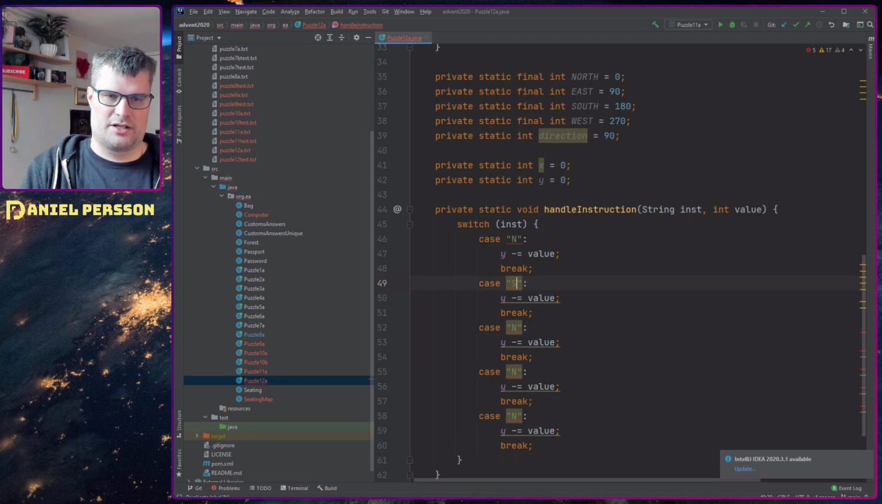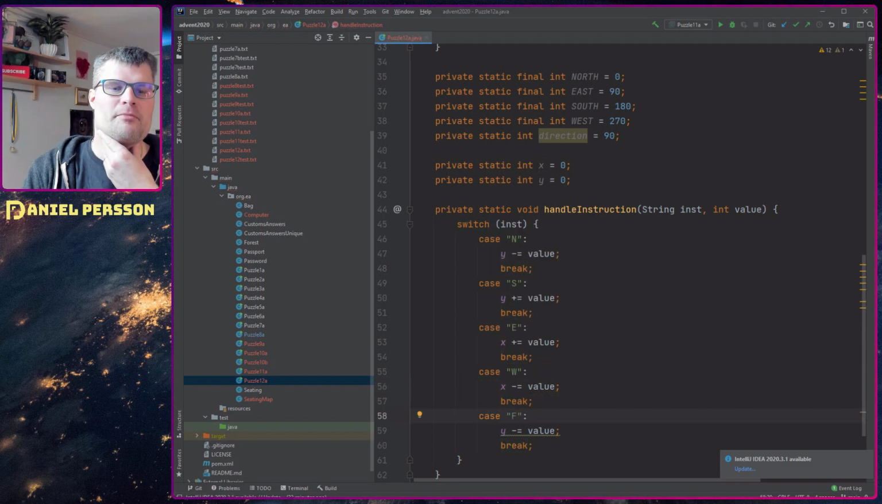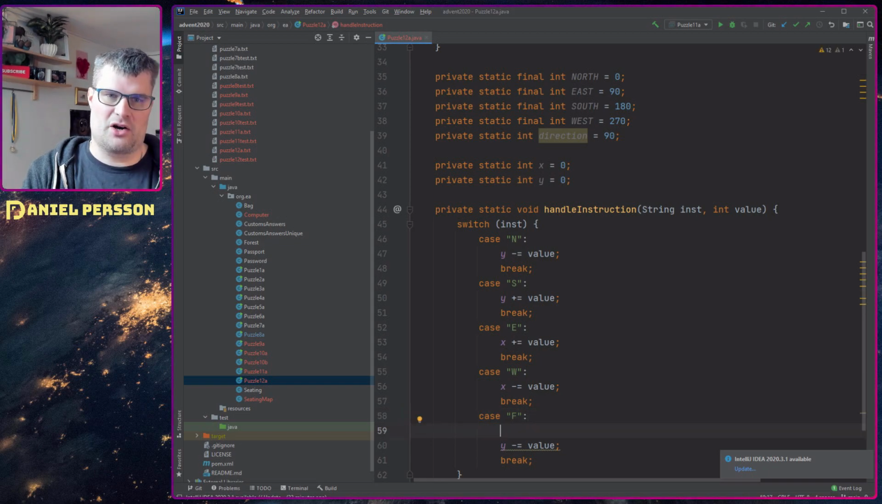We have the south, which adds to the y. We have the east, which adds to the x. And we have west, which decreases x. And then we have forward, and that is depending on the current direction. So we can do another switch here, or we can move forward and then the value. So that would be the easiest way there.